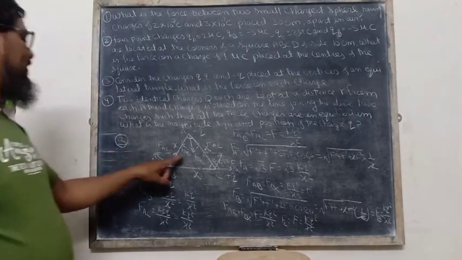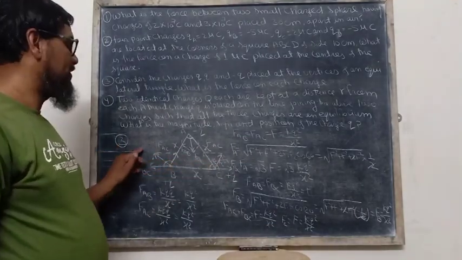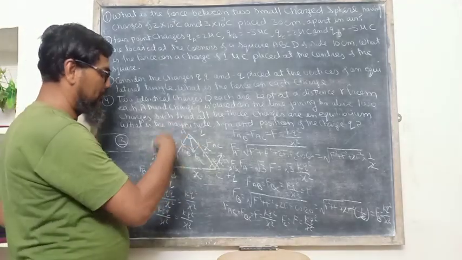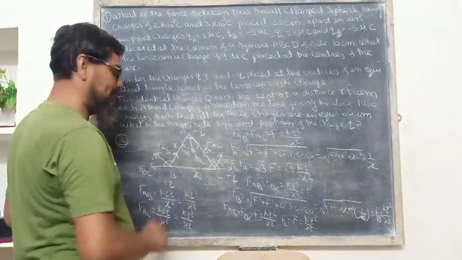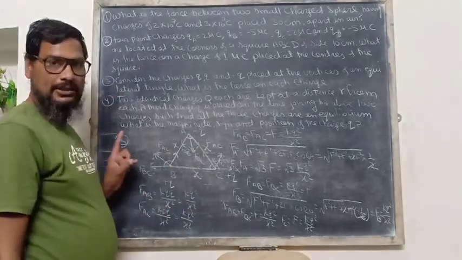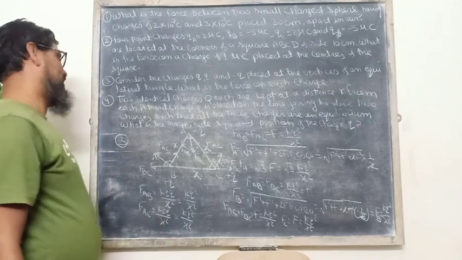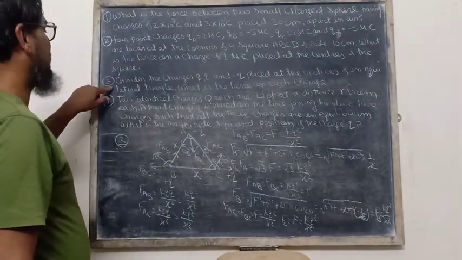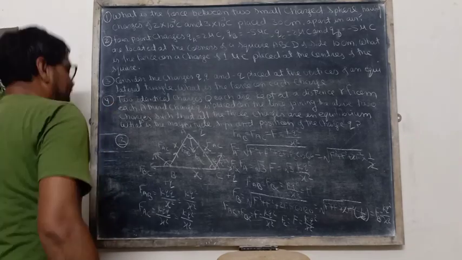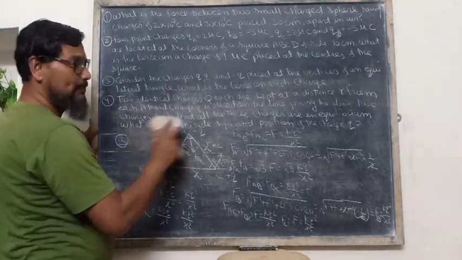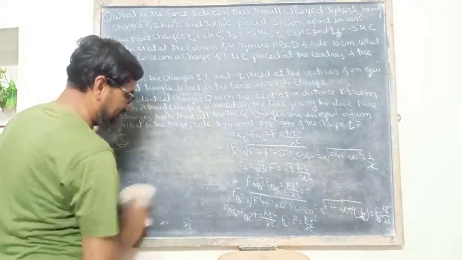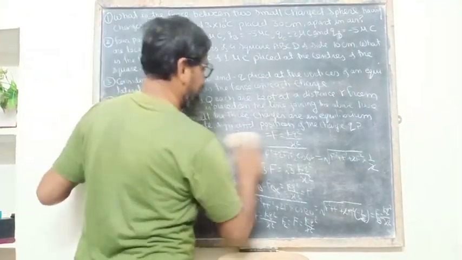So in this manner we can calculate question number 3, and by vector addition we can solve the question with the formula and calculate the values. Now we shall discuss question number 4. This is also based on the superposition principle on Coulomb force.